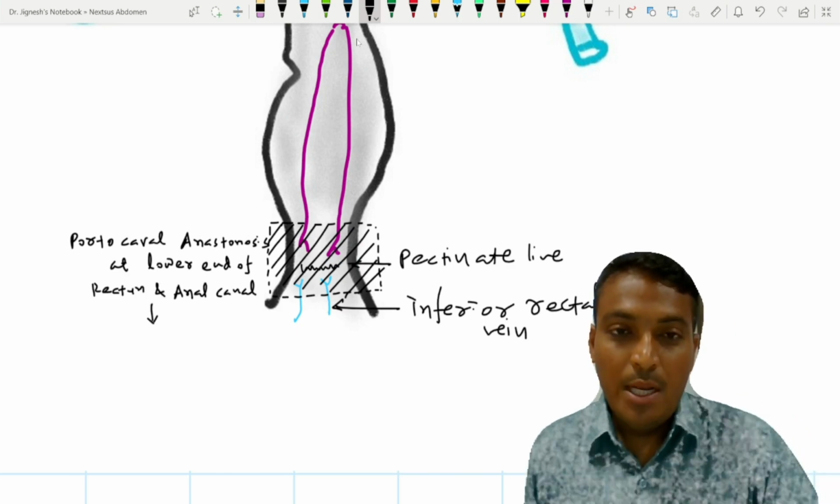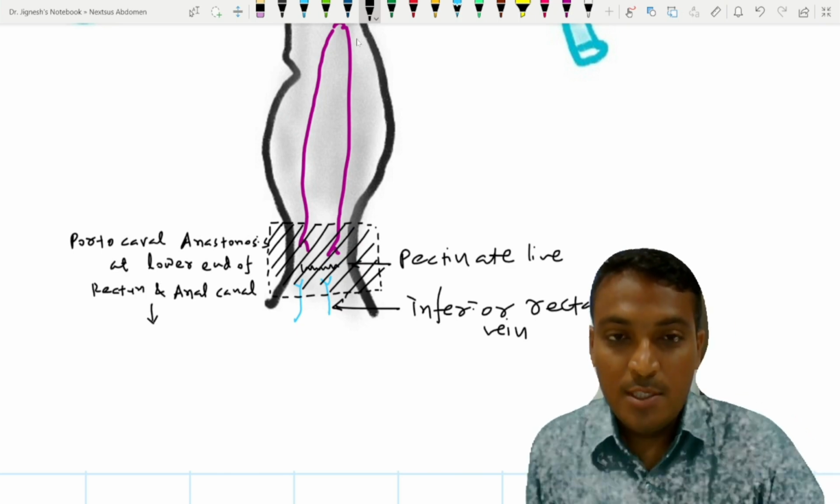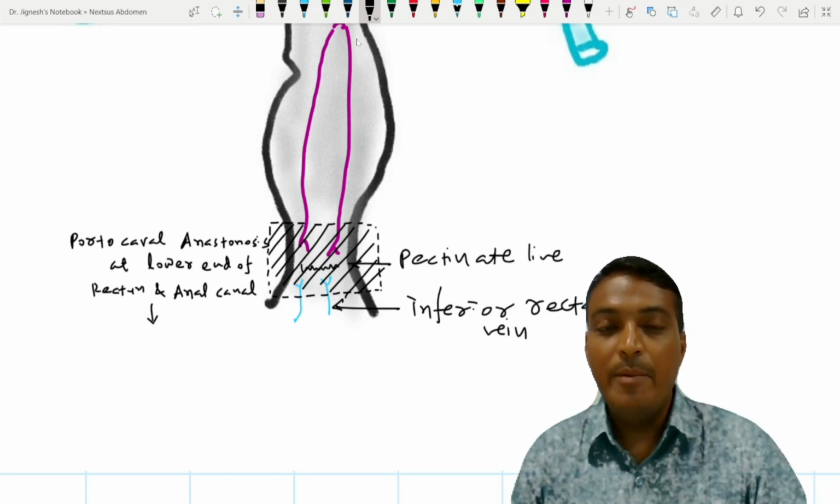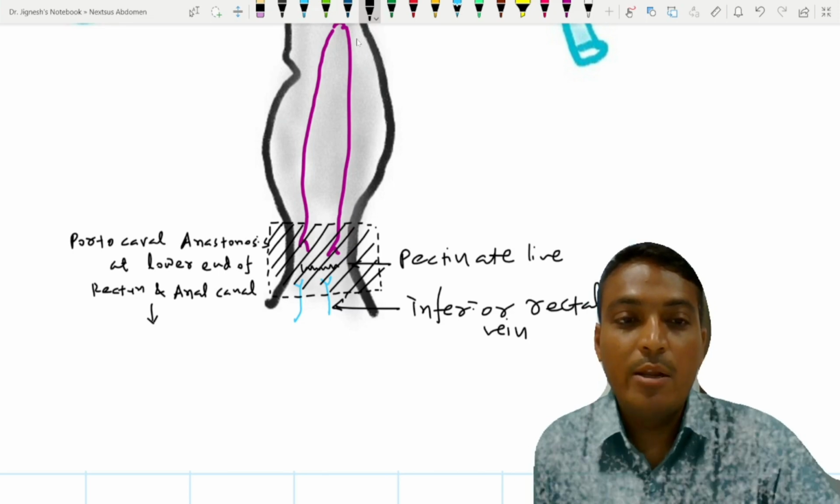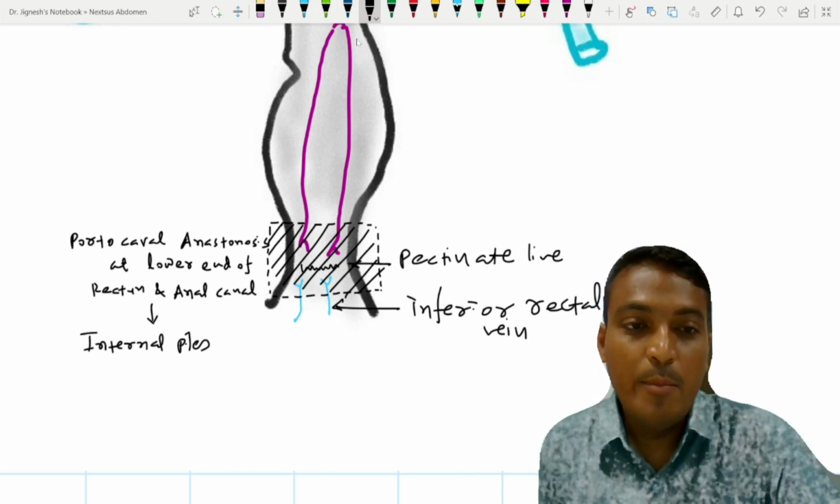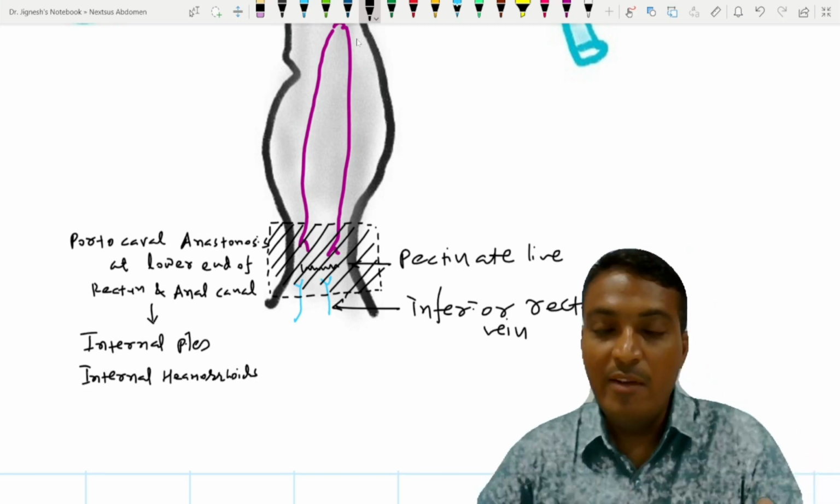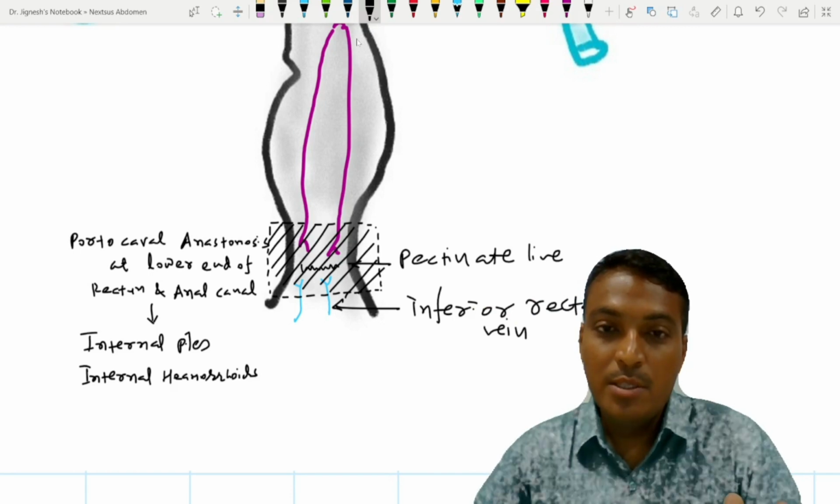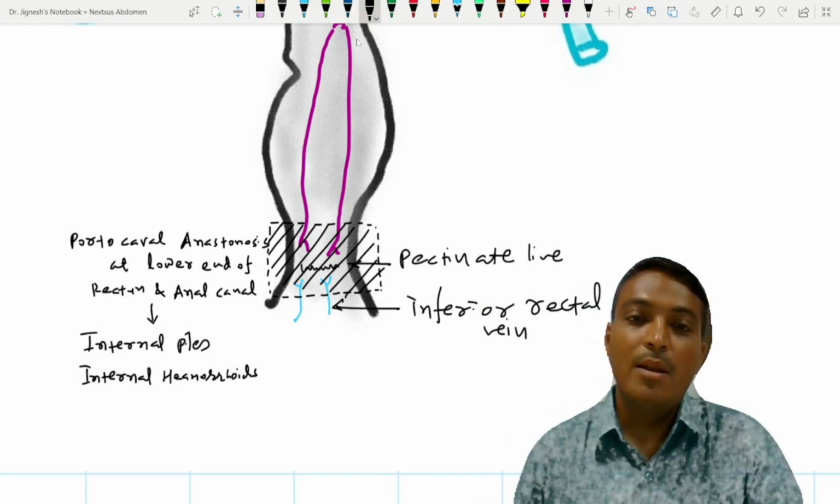In case of portal hypertension, these portosystemic anastomosis veins get engorged and sometimes bleeding may occur, and this is called internal piles, or also internal hemorrhoids. Painless bleeding from the anus is one of the important symptoms of these internal hemorrhoids.